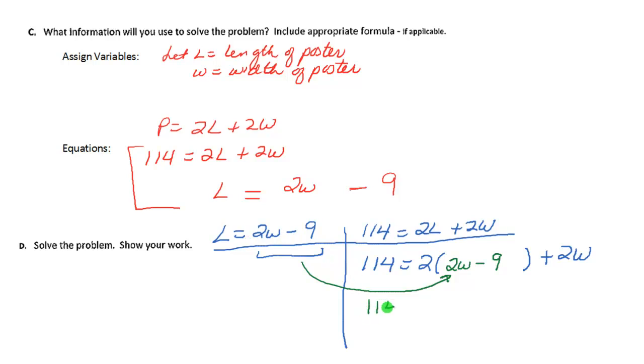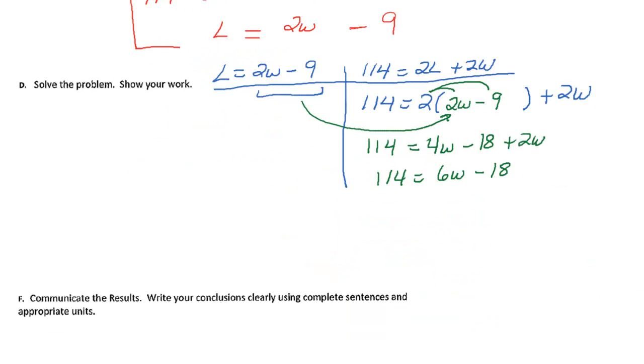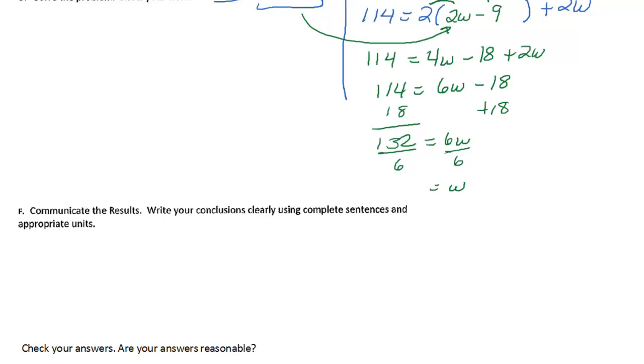So now we simplify. We'll have to distribute here with the 2. We get 4W minus 18 plus 2W. And so then just go ahead and add the like terms. So 114 equals 6W minus 18. And we're going to add 18 to both sides. So now we get 132 equals 6W. And we're going to divide by 6. So then we have divide both sides by 6, so this will be 22.